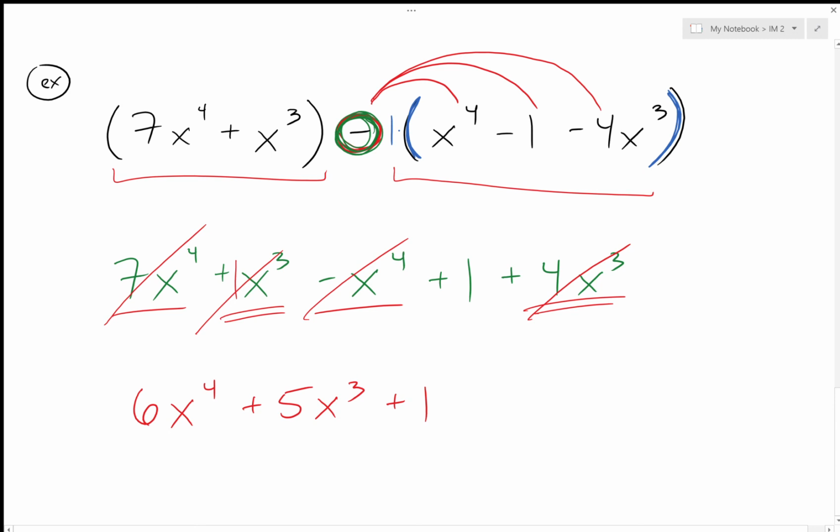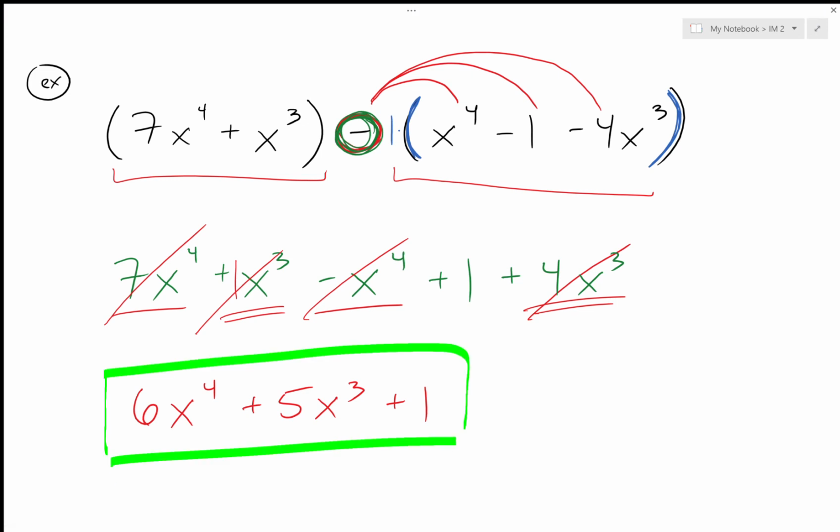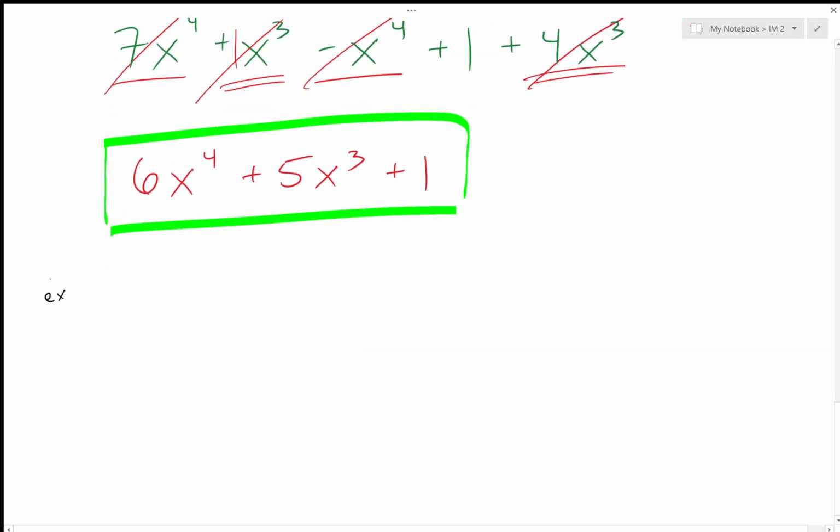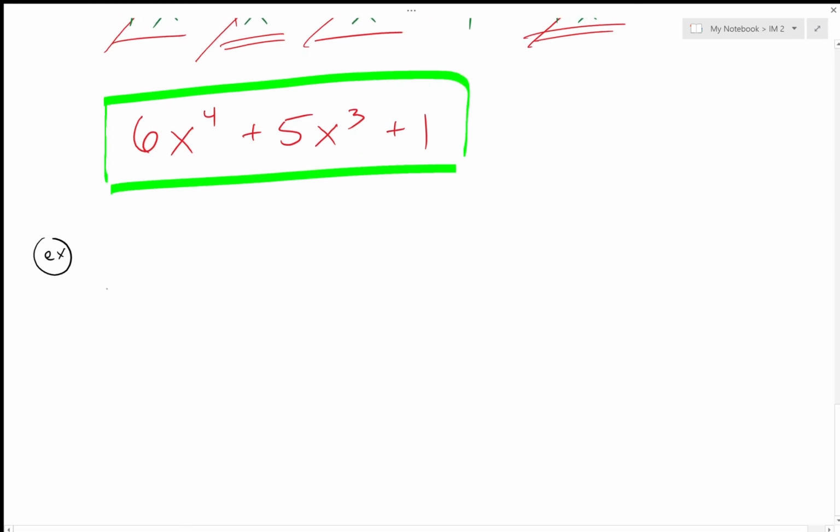And we take a look, we have combined all like terms. There's nothing else we can do to this. So we box it, and there's our answer. So the thing to remember here on subtraction, we want to be able to change that negative sign, or distribute that negative sign, to everything after it and go from there. Okay, we're going to flip those signs. So let's see another one.